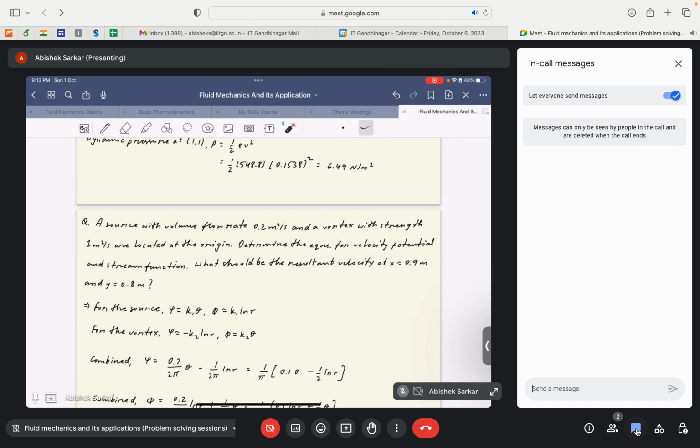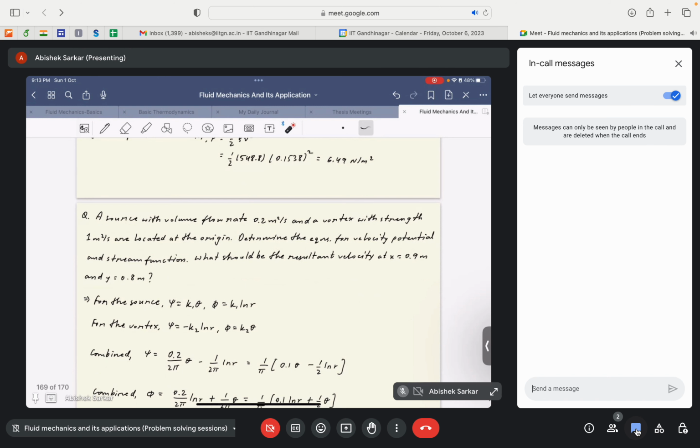The source and vortex are at the origin. Okay, so it tells us that x and y are 0. So then determine the equation of velocity. We need to determine the equation of velocity potential and then find the u and v velocity components from the velocity potential or the stream function at these points. Okay, quite straightforward, nothing complicated at all.